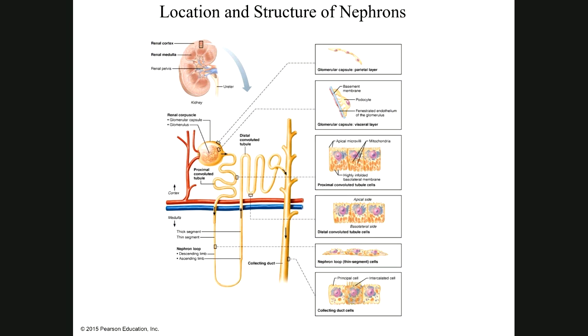And that's the glomerulus. The glomerular capsule, which is another part of the renal corpuscle, is also called Bowman's capsule. It is a cup shape. Glomerular capsules, it's a cup shape.